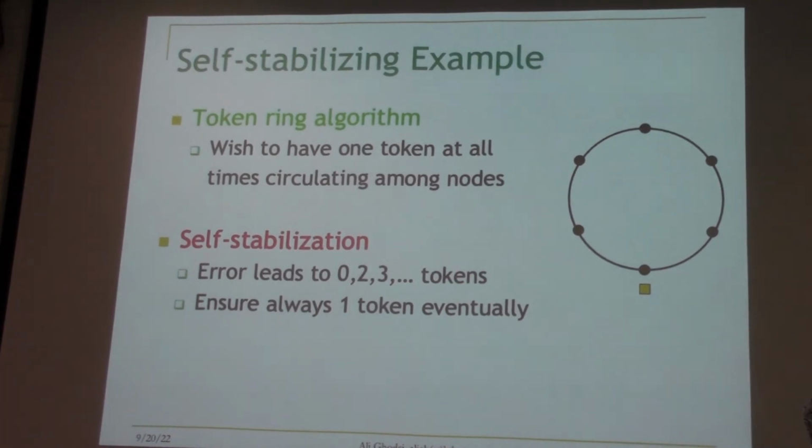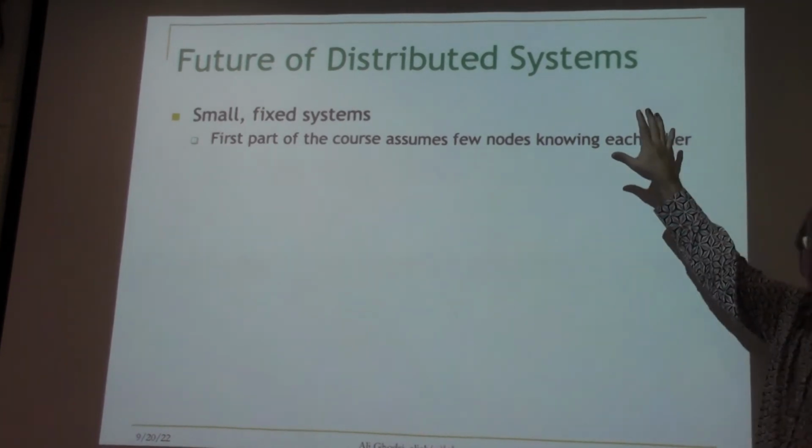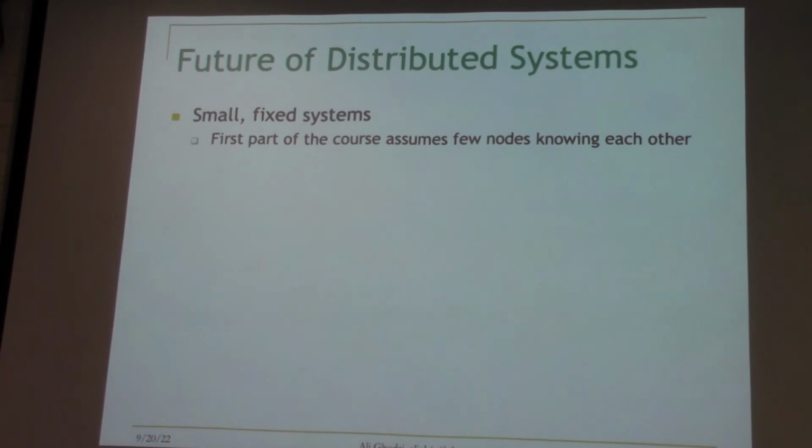Okay, so this is actually a real example of a self-stabilizing system. That's all about failure. We're going to talk much more about failure. I want to say a little bit more now about the two parts of the course. I said one part of the course will be on small fixed systems. This is where we learn all of the basic concepts.